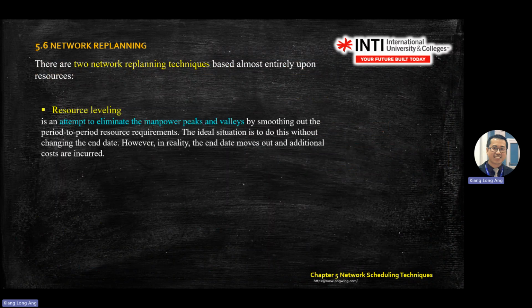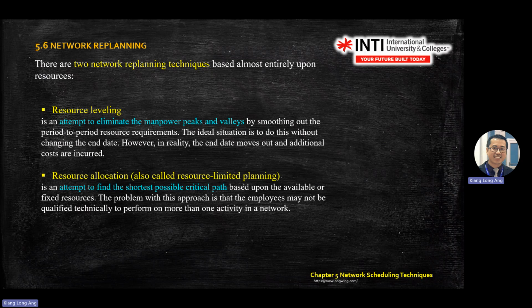Okay, so there are 2 techniques for replanning. One is resource leveling, means you look at the resources and then try to divide the resources into the needed stations. Another one is allocation, resource limited planning. This one attempts to find the shortest possible critical path. Okay. The first one is leveling. Leveling means you eliminate the peak process or the peak manpower that you need.